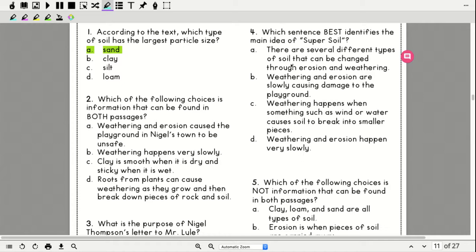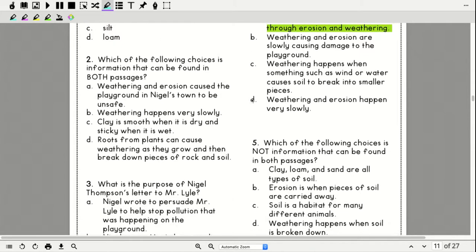So when I'm looking which best identifies the main idea, I want to get what the article is mostly about. Okay, and that one is easily A. There are several different types of soil. Okay, so it talks about the soil and how it's changed through erosion and weathering. So each of these tell us part of the story, but not everything that happens.